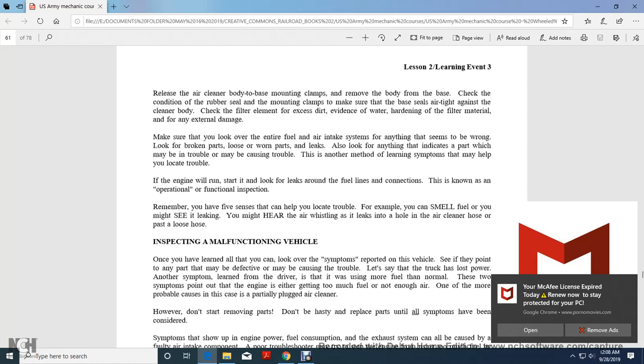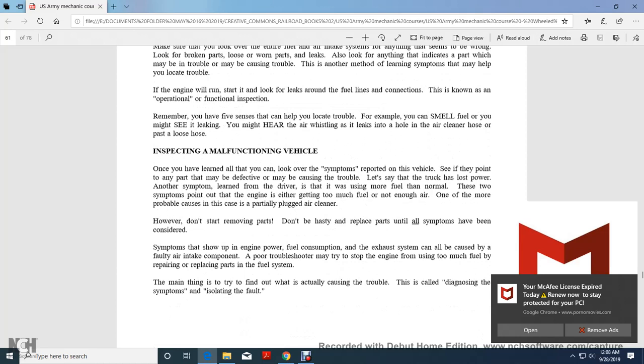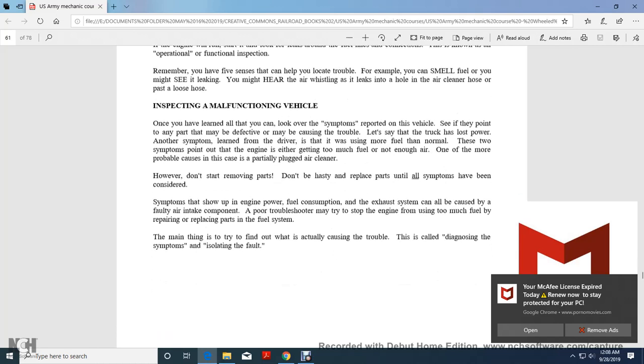Look over the entire fuel and air intake system for anything that seems to be wrong, such as broken parts, worn parts and leaks. Also look for anything that indicates a part which may be the cause of the trouble. Other methods may help you locate the trouble. If the engine will run, start it and look for leaks around the fuel lines and connections. This is known as an operational functional inspection, or functional inspection.